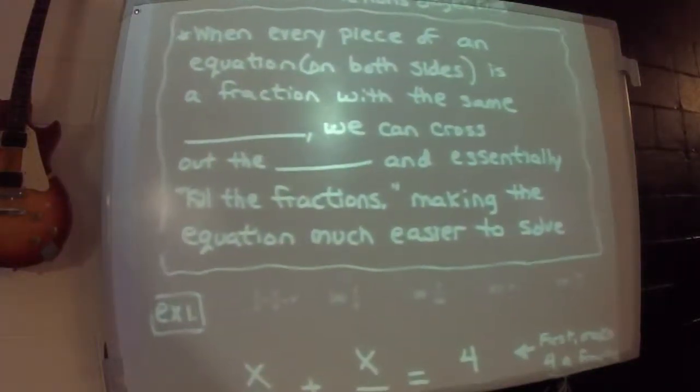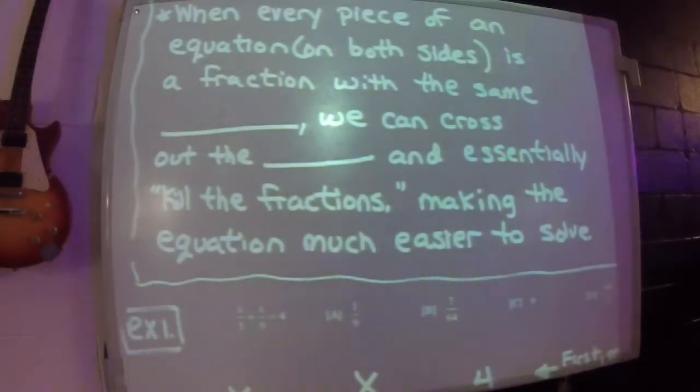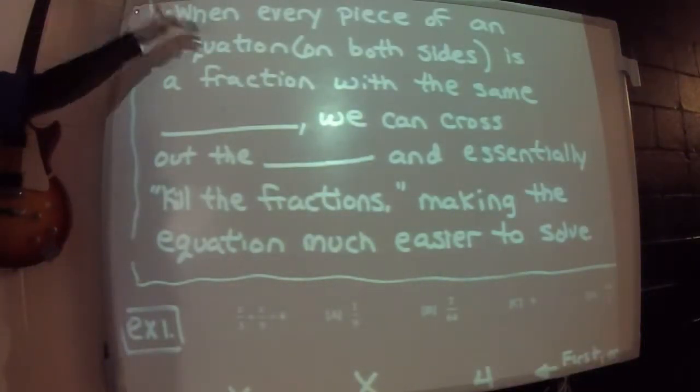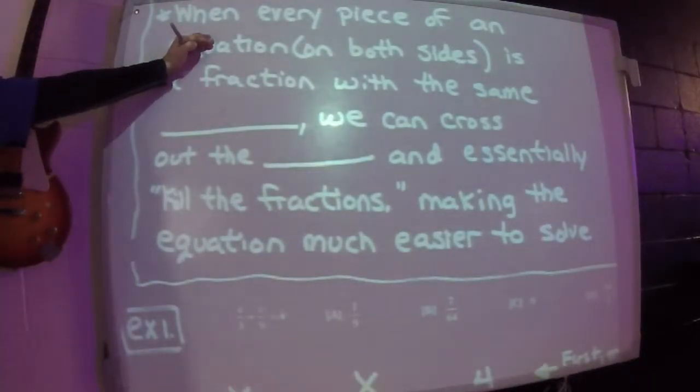So we're going to see lots of fractions on this, but we're going to learn, because fractions are not user-friendly, we're going to learn how we can kill them and make problems simpler. So here's the gist of it. When every piece of an equation on both sides, the left side and the right side, and you know what pieces look like. They're separated by what? Pieces of an equation are separated by minuses or pluses.